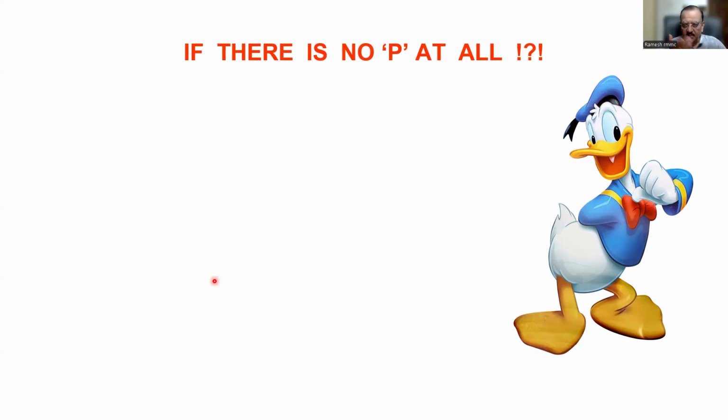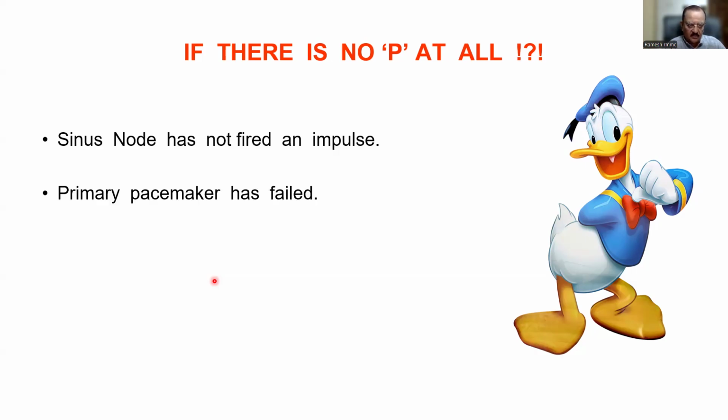No. Atrial depolarization is not happening. That's what you have to understand, isn't it? There is no P wave at all. That means the sinus node is either not firing an impulse, or the atrium is not getting depolarized. If there is a depolarization, there will be a P wave. So the sinus node has not fired an impulse, the primary pacemaker has failed. That's what you mean. So when the primary pacemaker has failed, what will happen immediately?